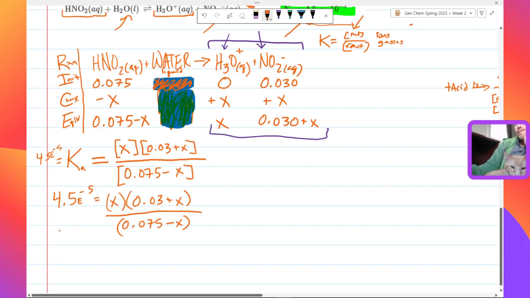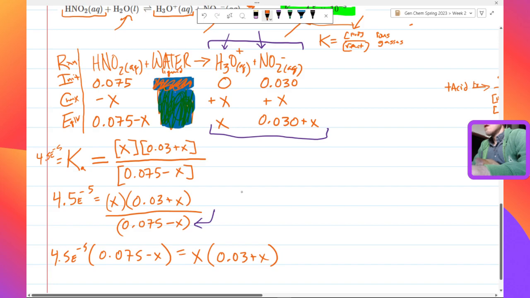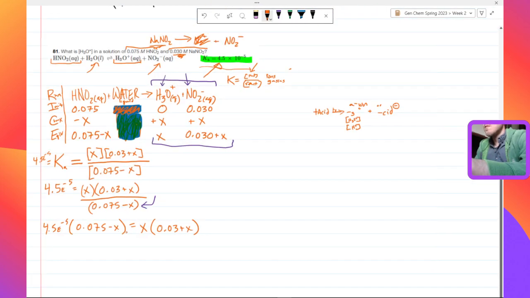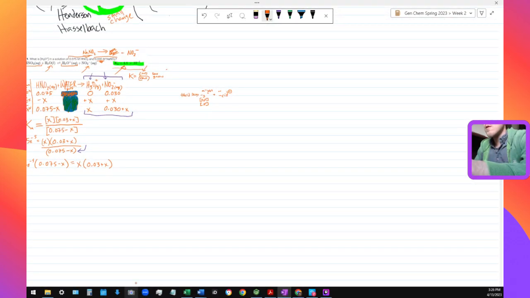And now we're going to just multiply both sides by the denominator right here. So now we're going to have 4.5 times that denominator is going to equal x times 0.03 plus x. So if you've done any of these problems recently, you know where this is going.